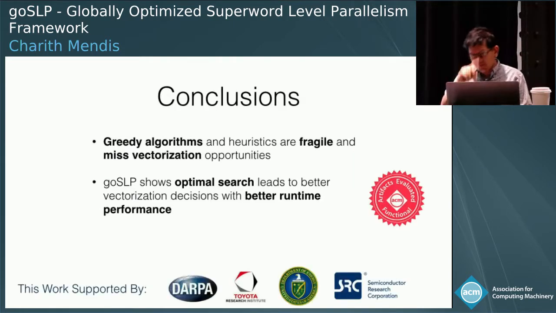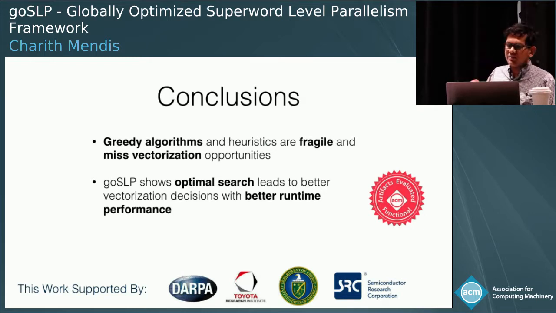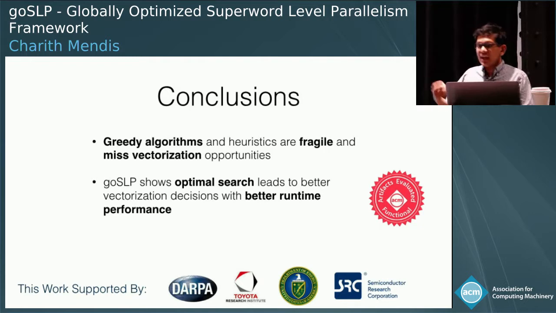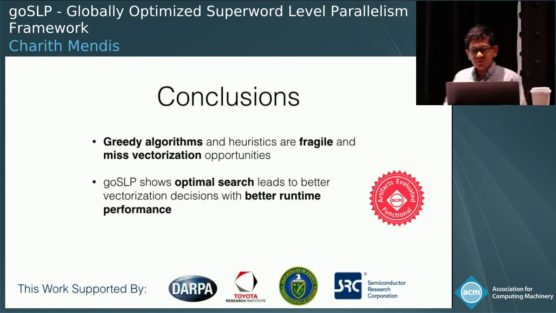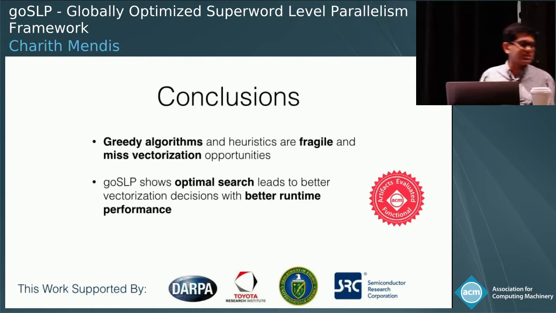So in concluding my talk, I have shown that greedy algorithms and heuristics are fragile and can lead to missed vectorization opportunities. And if you can do a search when it's tractable, it can lead to better vectorization decisions. And moreover, it can result in empirical runtime performance benefits as well. So with that, I'll open up for questions.